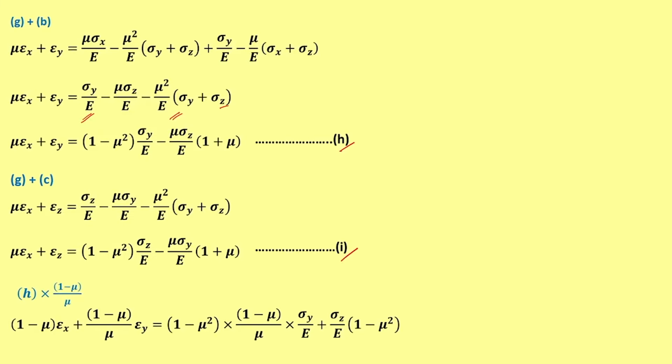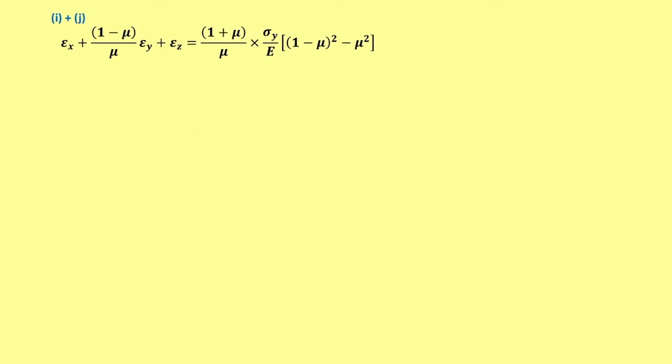Now, add I plus J, because you will have this is J, this is I, one of the stresses will get eliminated again. That is why we have multiplied it by 1 minus mu by mu. So, once you do I plus J, we will get epsilon x plus 1 minus mu by mu epsilon y plus epsilon z is equal to 1 plus mu by mu into sigma y by E, 1 minus mu the whole square minus mu square.